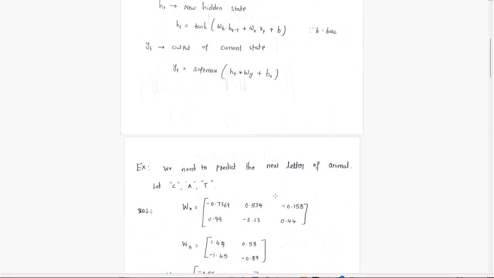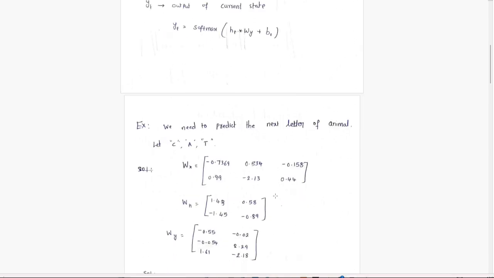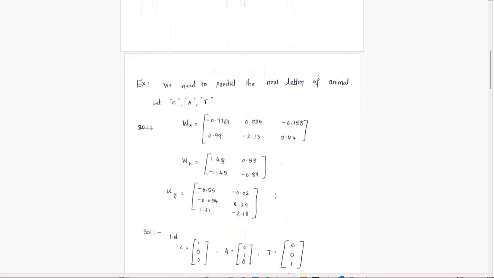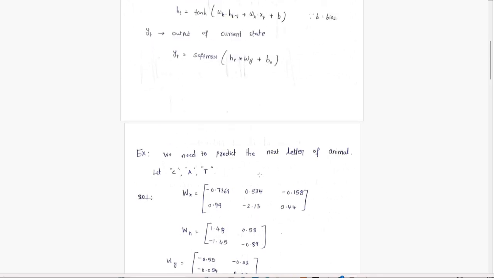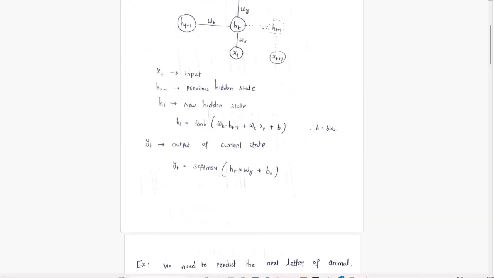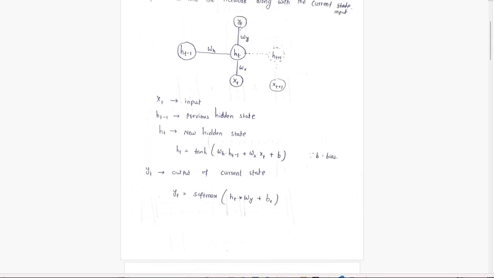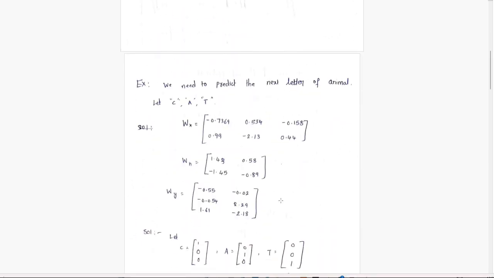Let us go to some applications. Here I have taken a prediction example: if I type C, then A has to come, and if I give A, then T has to come. This is a simple three-letter example, implemented by the RNN network. Here Wx is the weight of the input, then the weight of the hidden states and the weight of the outputs, which are already given.